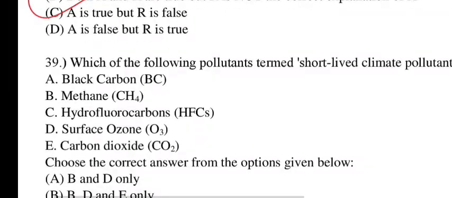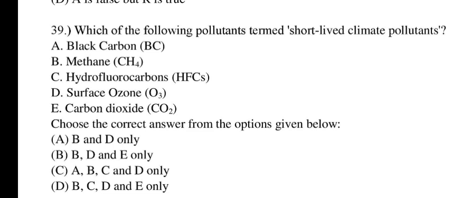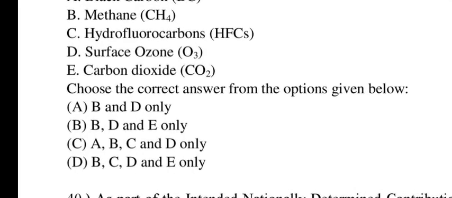Question 39 says, which of the following pollutants are termed short-lived climate pollutants? A, black carbon. B, methane, CH4. C, hydrochlorofluorocarbons, HFCs. D, surface ozone, O3. E, carbon dioxide, CO2. Choose the correct answer from the options given below.